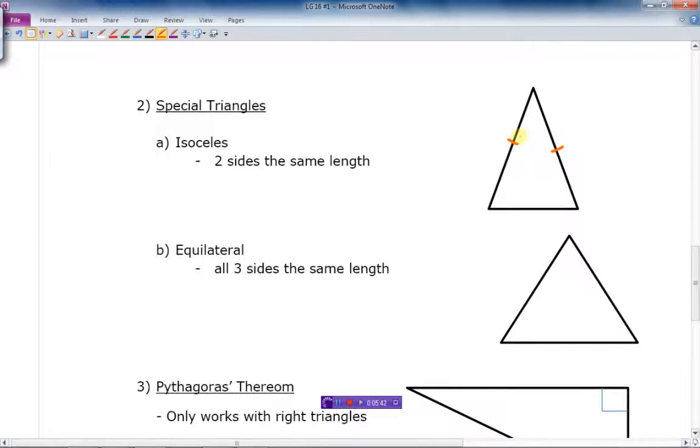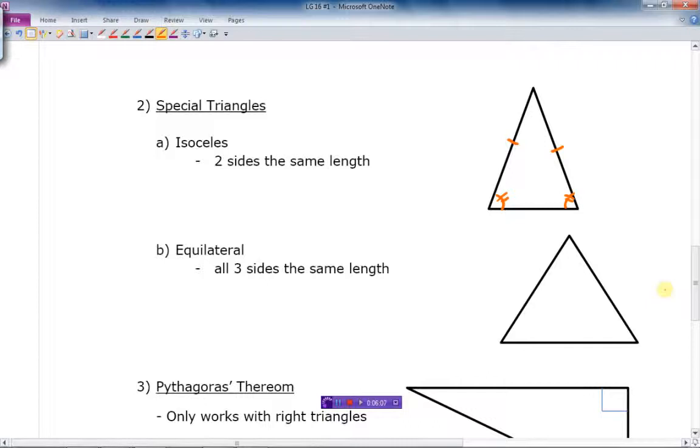Does this have any other information though? Well, it does. In an isosceles triangle, the two angles that are opposite those equal sides are also equal. So that is going to come in really handy later on when we start doing some of the problems from the textbook in this part of the course.